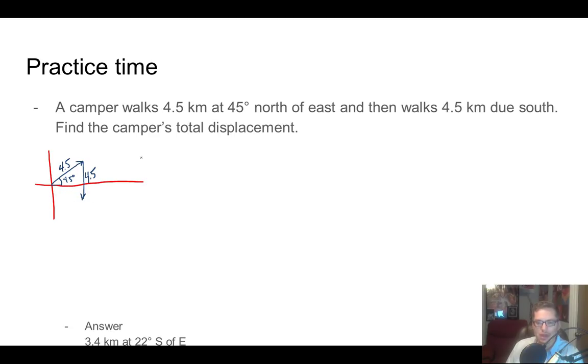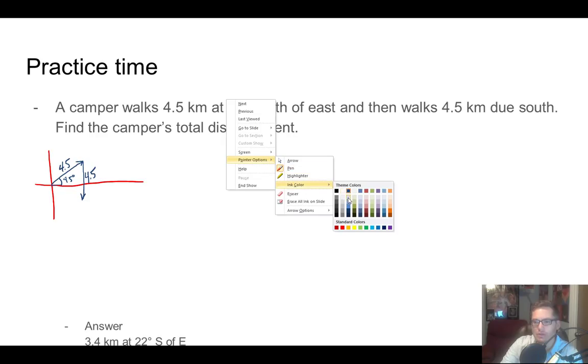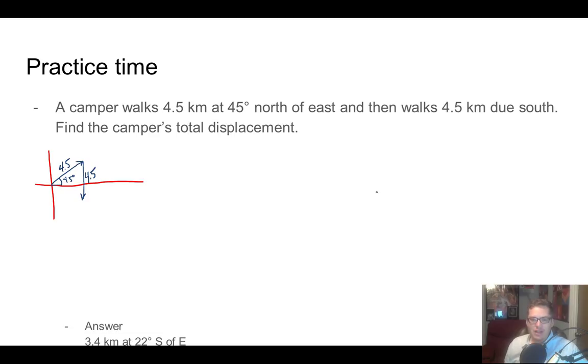All right, so that means our resultant vector is going to be some value, right? Oh my goodness, I'm bad at drawing lines on this stupid thing. All right, the resultant vector is going to be something that's like this. That's going to be my resultant.